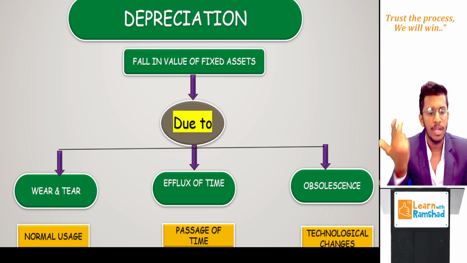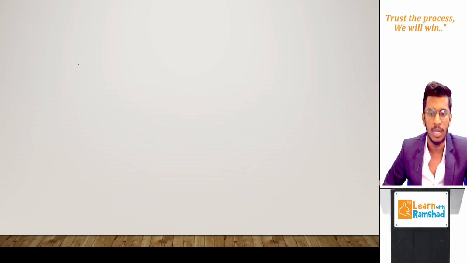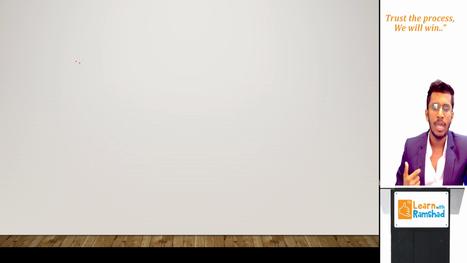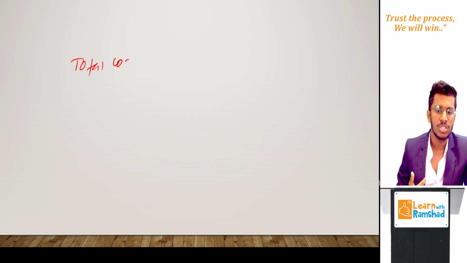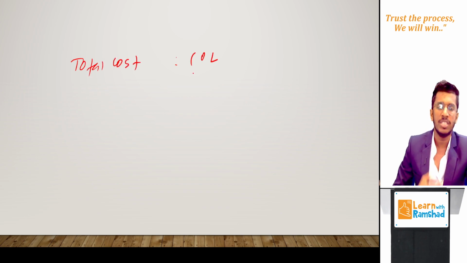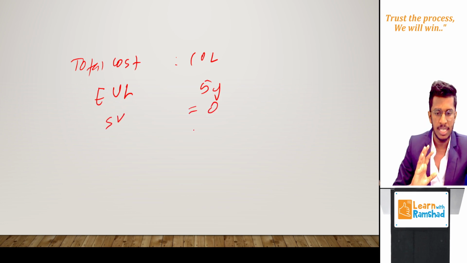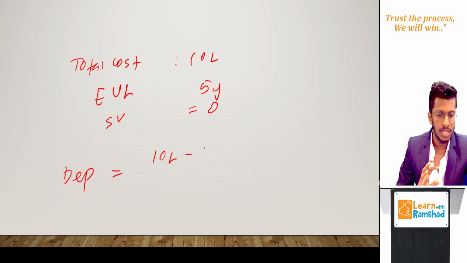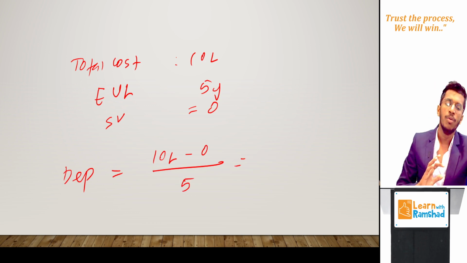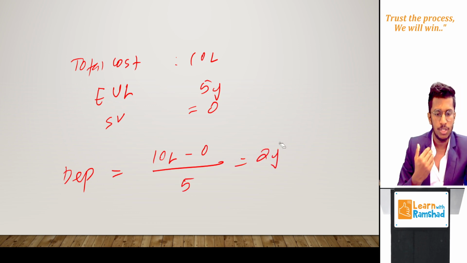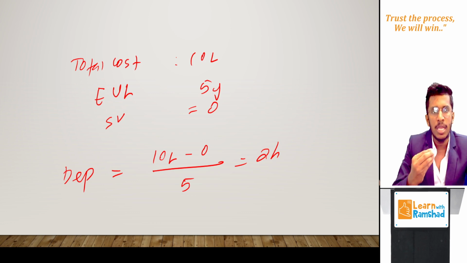Ready? And you know that depreciation we usually calculate like this. Let's say we have a total cost of 10 lakh. You purchased a car for 10 lakh and we estimate that the total useful life is 5 years. Just imagine, right? And we have a zero scrap value, just imagine for the sake of illustration. Then we calculate the depreciation every year: 10 lakh minus 0 divided by 5. We get a depreciation of 2 lakh, right? This is what we account for every year.